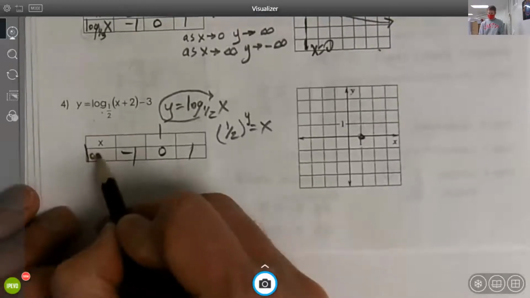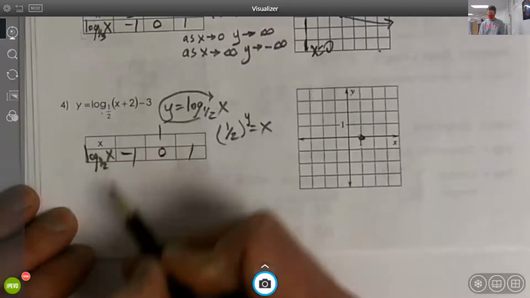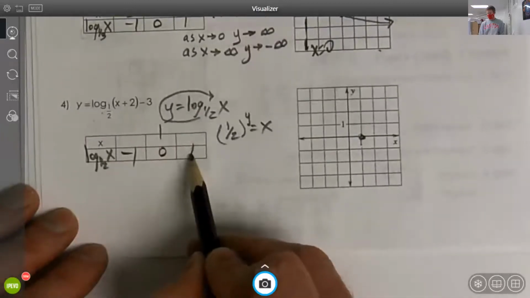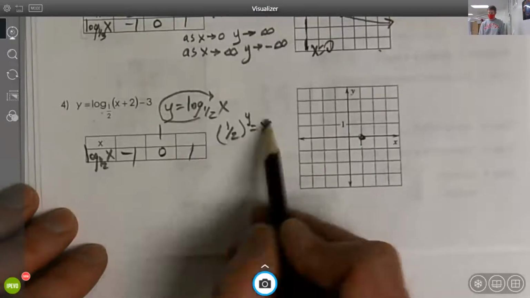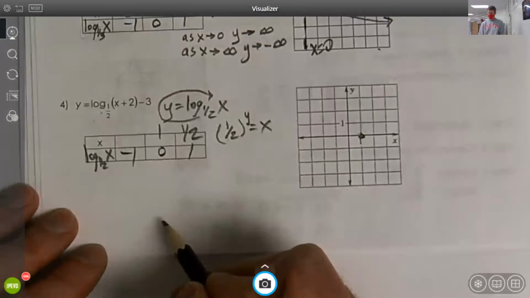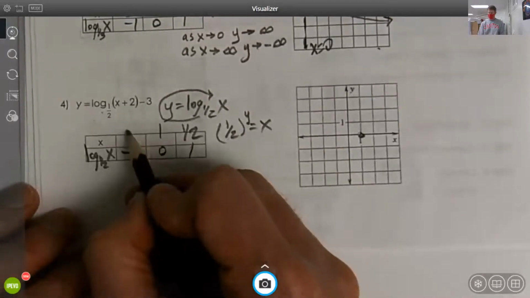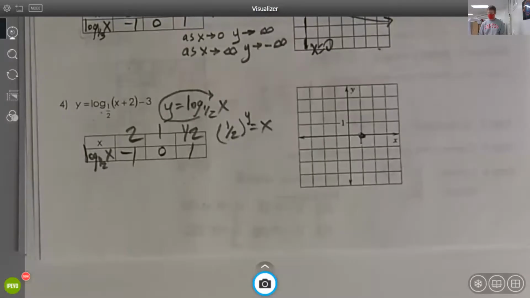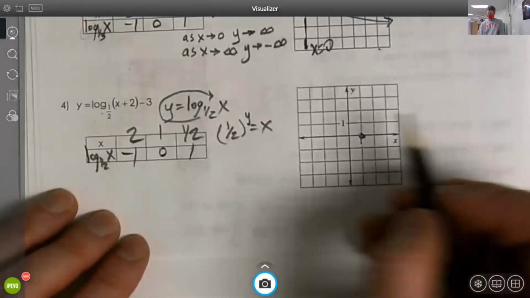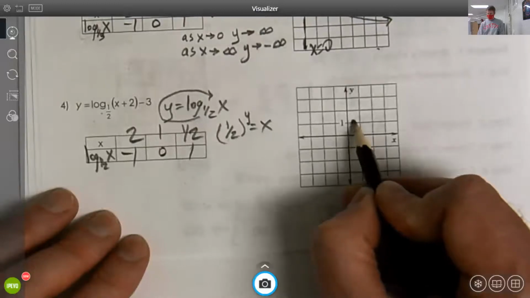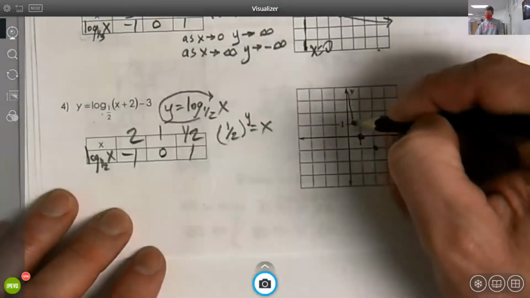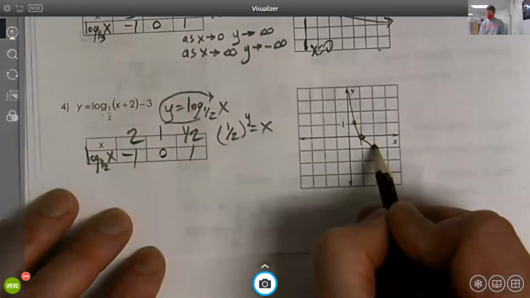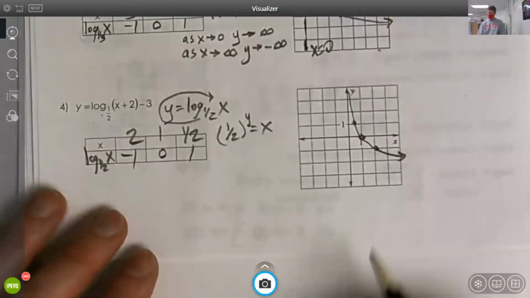When our log base 1/2 of x, those are the values that we're working with. You plug in the 1 for the y, and x is going to be 1/2. Plug in a -1 for the y, and x is going to be 2. So you see that it's approaching infinity as we move to the left, and it's going to -infinity as we go to the right.